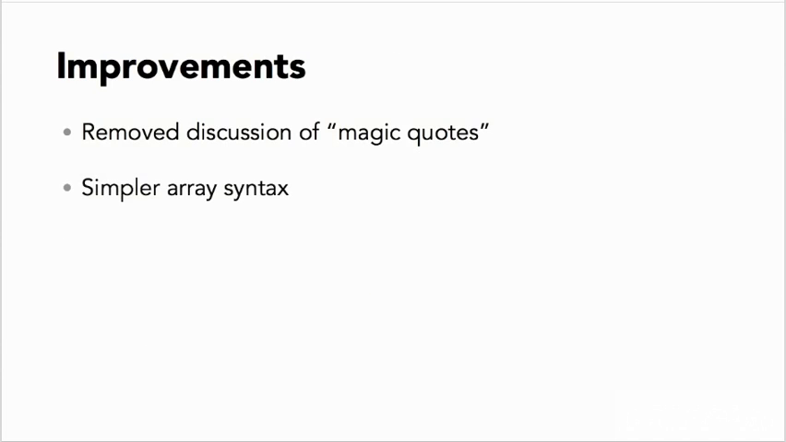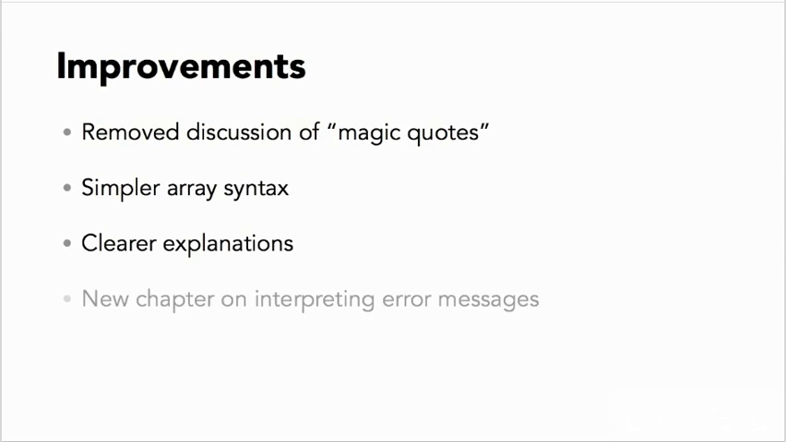In addition to bringing the course up to date with PHP 7, I've made some improvements. I've removed the discussion of magic quotes because they're no longer part of PHP. I've also used the simpler array syntax that was introduced in PHP 5.4. In response to feedback from members, I've clarified the explanation of several features, such as the increment operator. There's also a whole new chapter on interpreting PHP error messages.